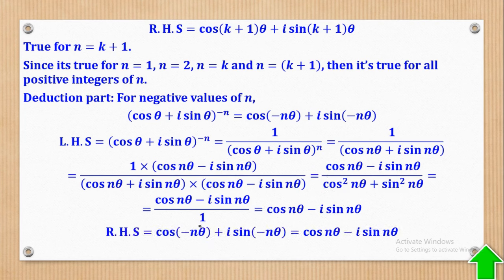So that is the left hand side. Now the right hand side, this one will be equal to this, so they are equal. Now because they are equal, it implies it's also true for negative values of n.